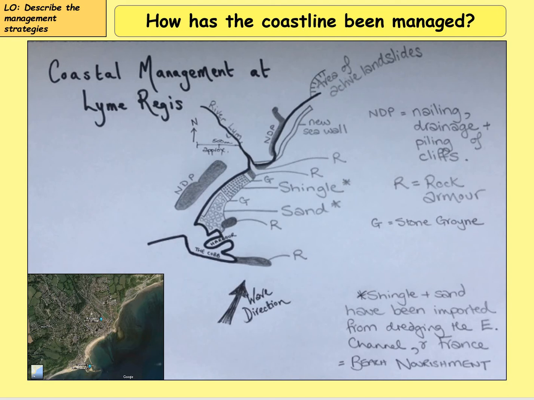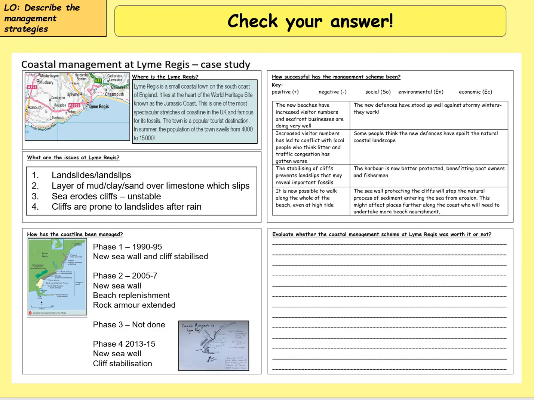Now you'll find on your worksheet attached that there is a little sketch map of this area as well that shows the river Lyme going out to the mouth of the river there, and all of these different management processes, as well as the prevailing wind there coming in from the southwest. So the final parts, we're going to look at the successes and failures of this and do a brief evaluation.